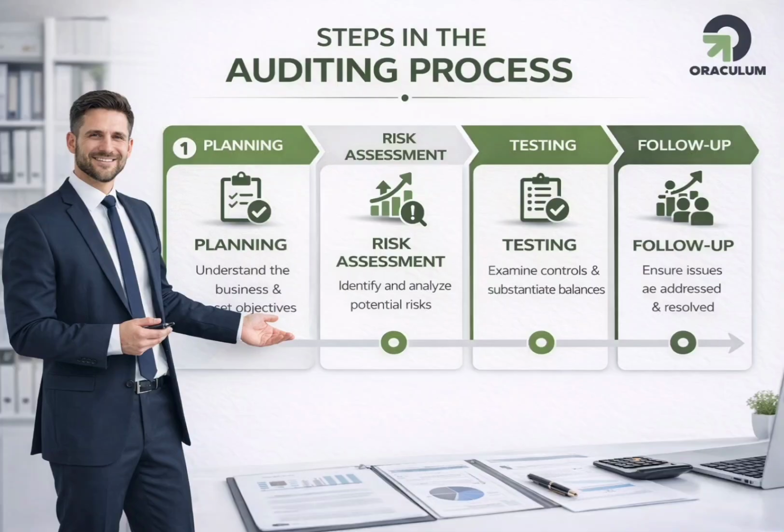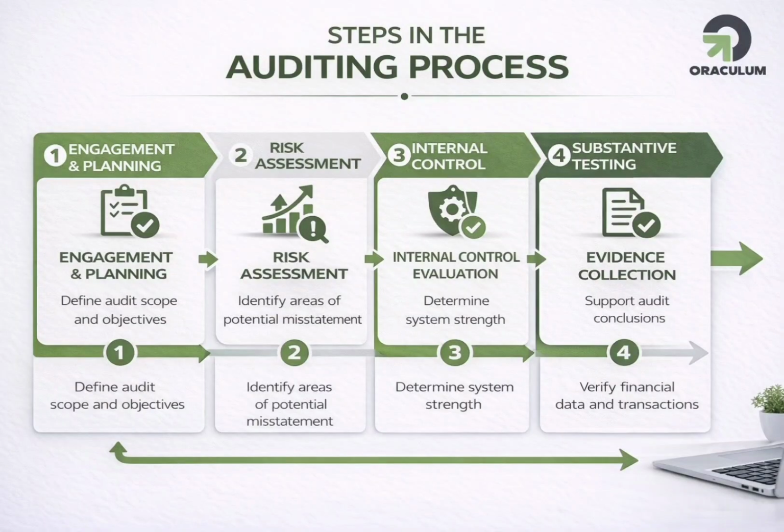The auditing process includes engagement and planning to define scope, followed by risk assessment to identify areas of potential misstatement. Internal control evaluation determines the strength of systems and impacts testing depth. Substantive testing and evidence collection verify financial data through documentation and confirmations. Analysis and conclusion assess whether statements comply with standards. And audit reporting communicates the final opinion.